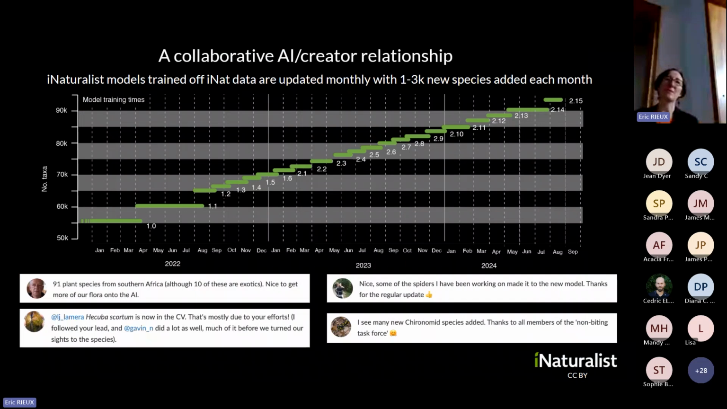And one of the cool things about the iNaturalist community is that we've really seen this excitement in the community because we're training these models about every month now. The community is really collaborating to get more species across this observation threshold so that it can be included in the model. And so there's a few comments from members of the community, highlighting that they can see their work reflected in the species that are added to the new model. We're adding about 1,000 to 3,000 species each month.